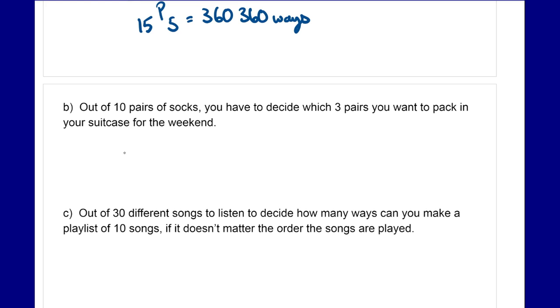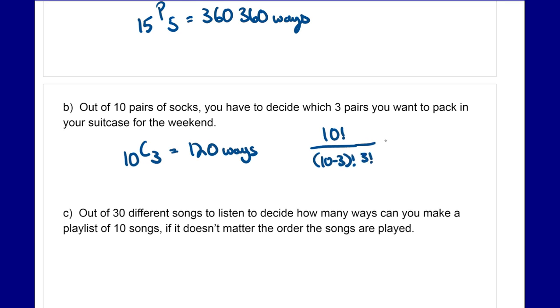So in this case, this would be a combination. 10 choose 3, which should give you 120 ways. Or if we're using our factorial notation, 10 factorial over 10 minus 3 factorial times 3 factorial, which works out to 10 factorial over 7 factorial times 3 factorial. And again, if you calculate that, you get the same answer, 120. We'll come back to this notation in a future lesson because there is some patterning with this.